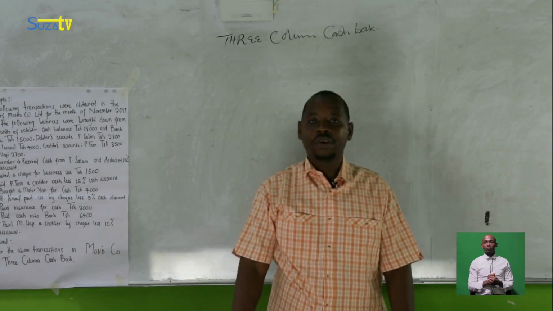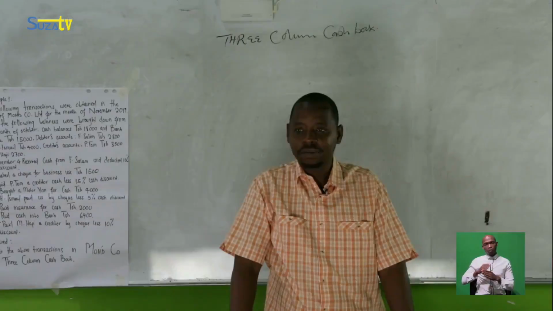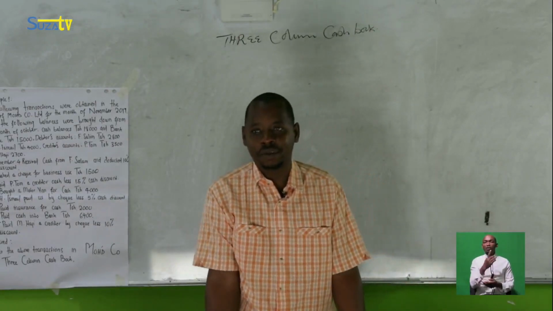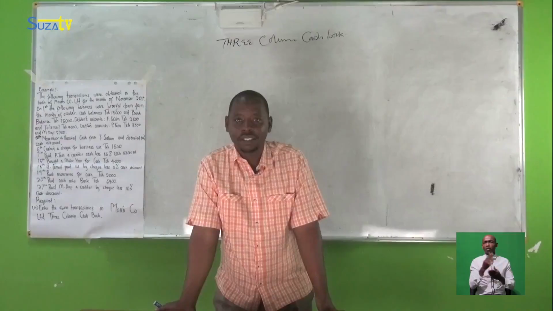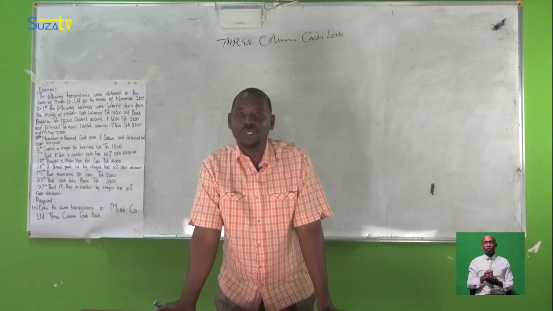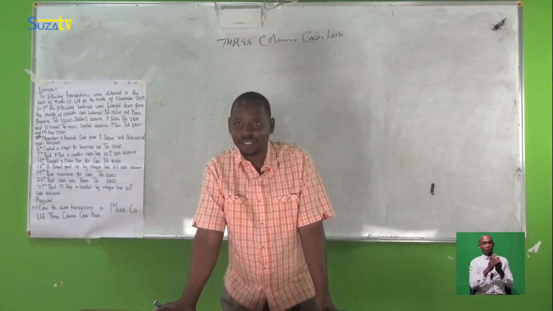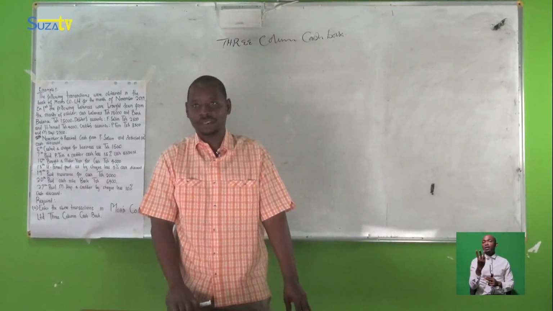I think we have already discussed a 1-column cash book and a 2-column cash book in the previous lesson. I think you remember. What is a 1-column cash book? It's a cash book which has only one account. And what is a 2-column cash book? It's a cash book which has only 2 accounts, cash and bank. Today we discuss a 3-column cash book as a new topic.